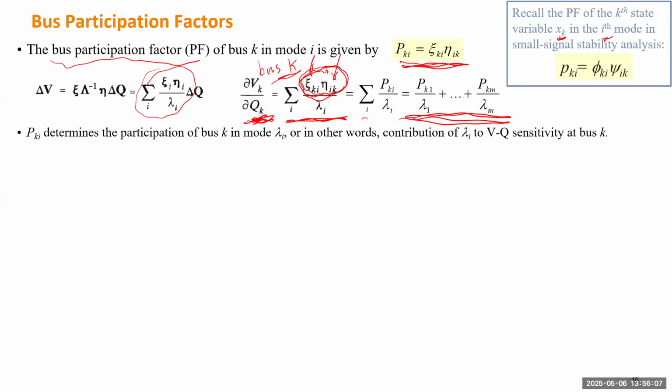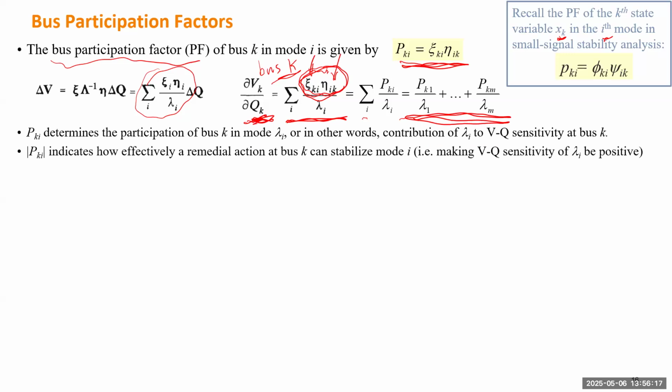So this P_ki will determine the participation of bus k in mode i. In other words, the contribution of this mode to the VQ sensitivity at bus k. The absolute value will tell how efficiently a remedial action at bus k can stabilize this voltage stability mode, that is, improve the voltage.